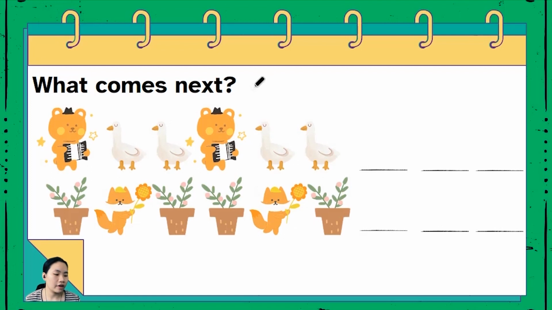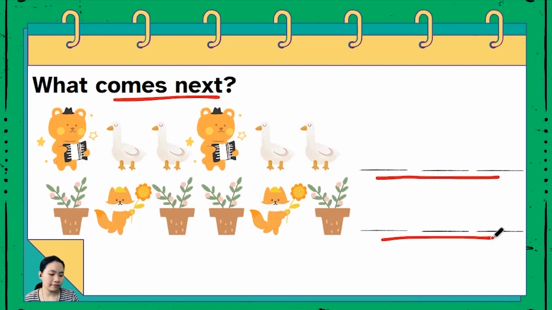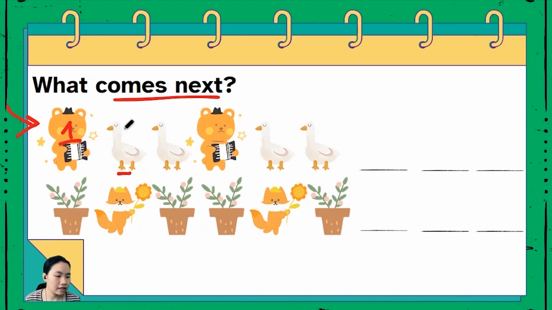All right, now to the next part of our lesson. What comes next? So the goal of the exercise is to figure out what the pattern is and how the pattern will be repeated, okay? Let's focus on the first pattern that we have here. We have a bear. We'll assign him the number 1. And then we have a duck, okay? We'll assign the duck the number 2. Now there's a duck once again. It is number 3.